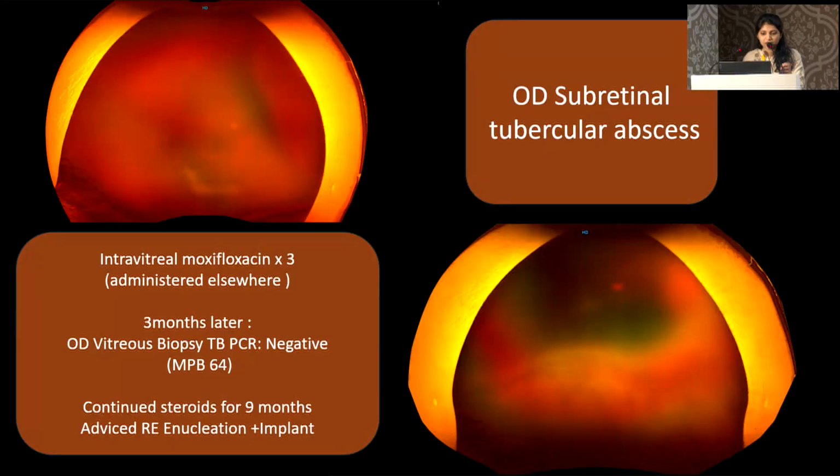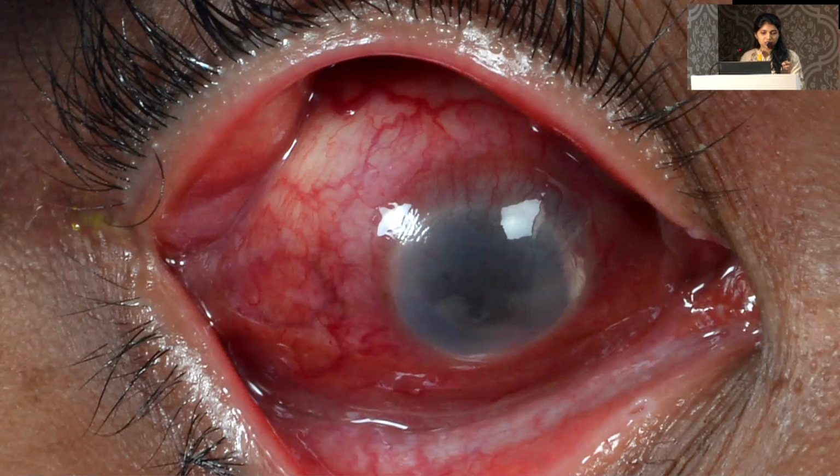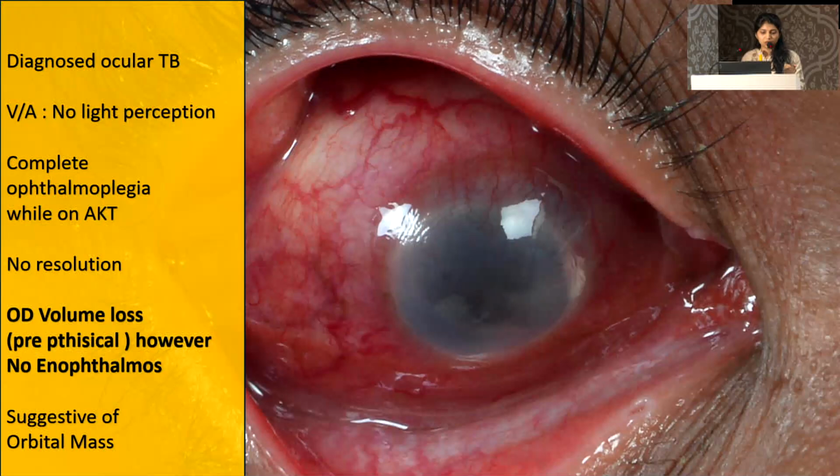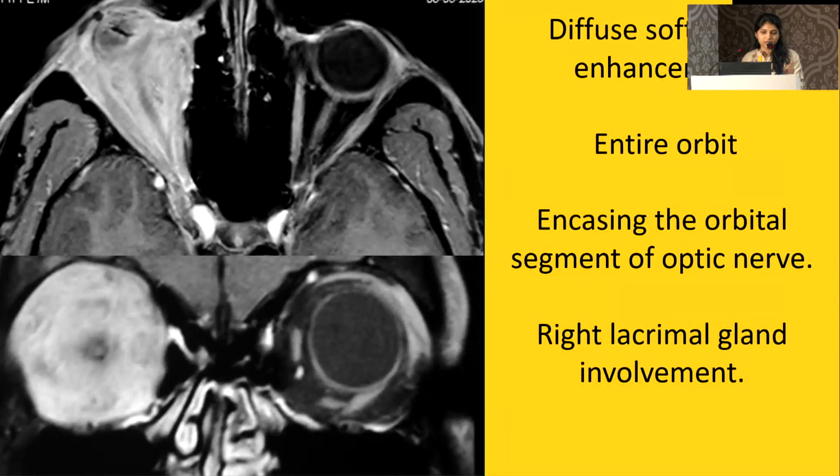The retinal examination also showed a right eye subretinal tubercular abscess-like picture and was thus treated with intravitreal antibiotics. He did not improve at all and was advised enucleation and then came to us. A diagnosed case of ocular tuberculosis, visual acuity as low as no light perception, developed complete ophthalmoplegia while on treatment and showed no signs of resolution. He had right eye volume loss, however there was no enophthalmos. This mandated an orbital imaging to rule out an underlying orbital mass.